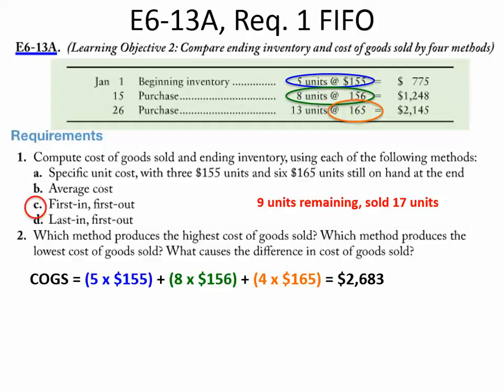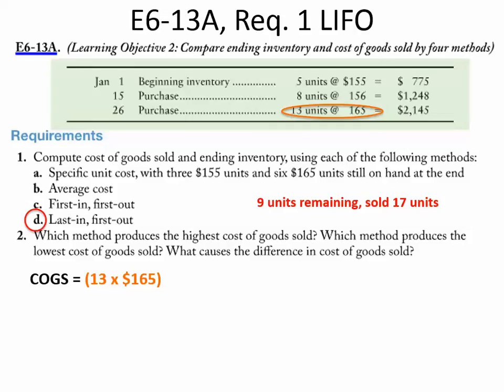Now, FIFO means that we're selling the oldest first. The first in are the first ones out. So that means that our newest items are our ending inventory. So our ending inventory here, we have 9 units from the newest purchase. 9 out of those 13 units of 165 gives us ending inventory of 1,485. Okay, so that's it for FIFO. So now let's go on to LIFO.